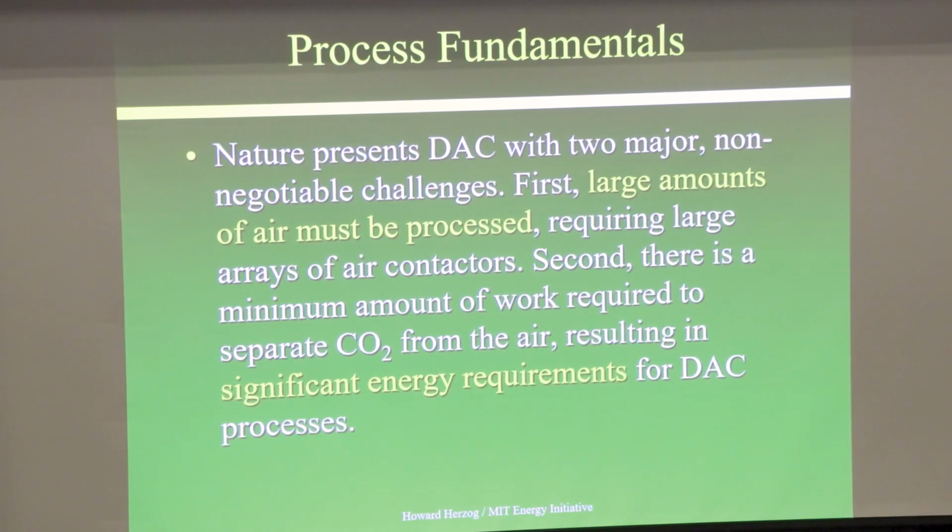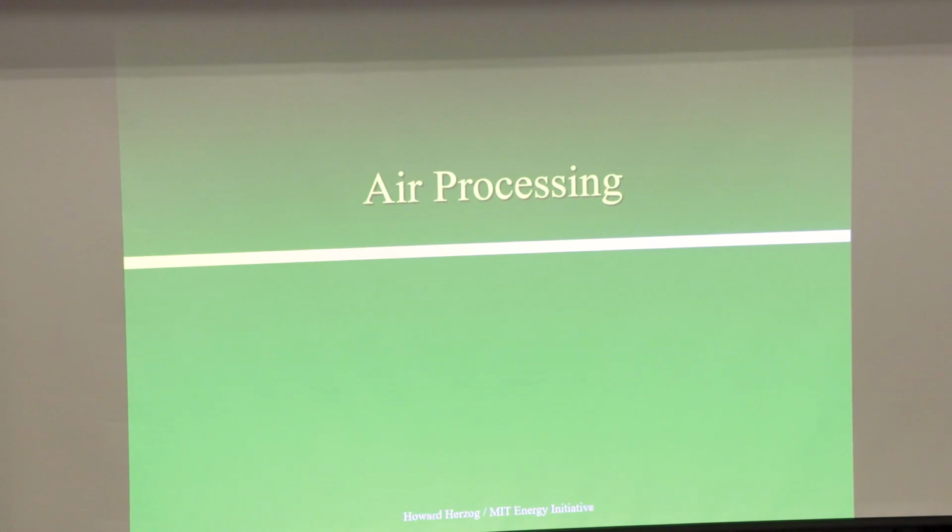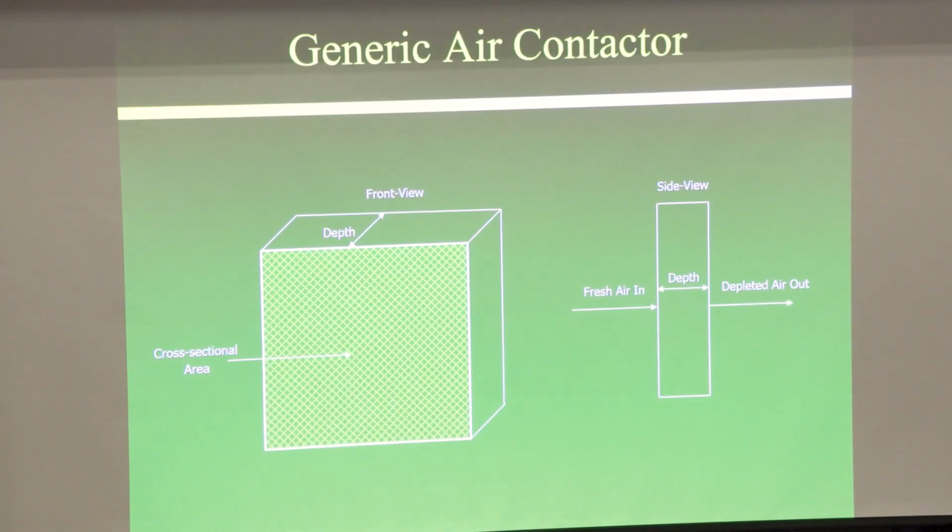It has to process large amounts of air. So if you dilute it 300 times, you have to get the same amount of CO2 you get out of a coal gas flue, you have to process 300 times as much air. That's a lot of air, and we'll see exactly how much air in a second. It's also going to take significant energy to do that. And we'll look at both of those. So let's look at the air processing.